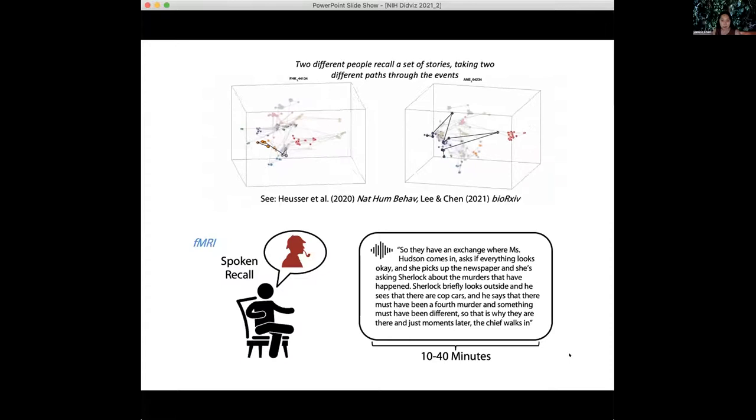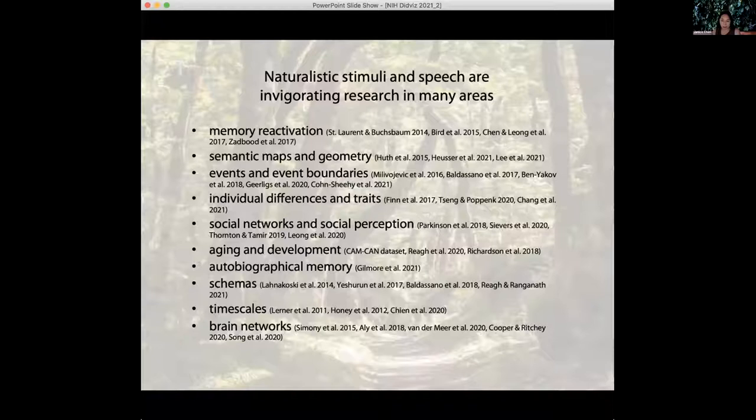So using movies and stories and spontaneous speech has led scientists to a really exciting suite of findings about the human brain. I'm listing a bunch of topic areas here. This is not a comprehensive list, and I sincerely apologize to many people with excellent papers that are not on this slide. I focused more on recent papers, and these are just some pointers for the audience that you can follow to find out more about each topic if you're interested.